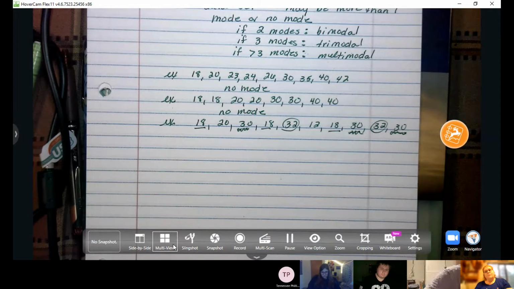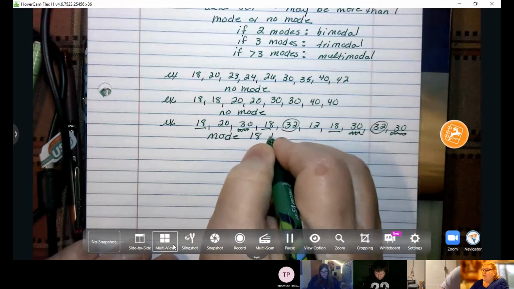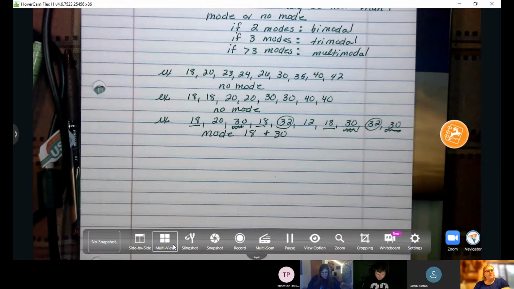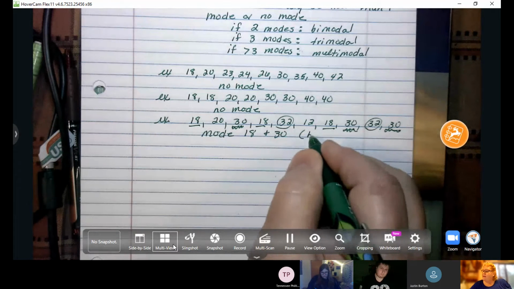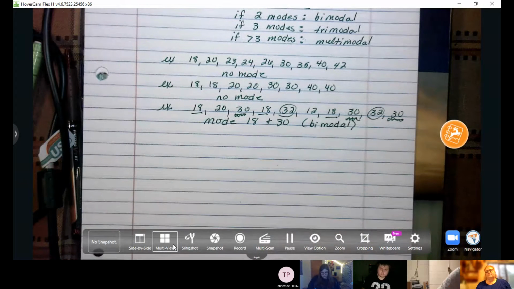Are there items that occurred more often than others? Yes. So the mode would be 18 and 30 because both of those occurred more often than the other values. So it has more than one mode. In this case, it would be a bimodal situation. Does that make sense? Gives you some examples to go by.